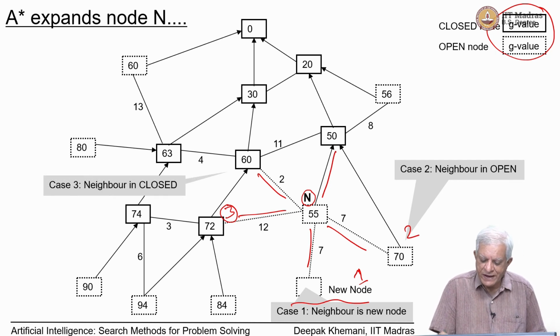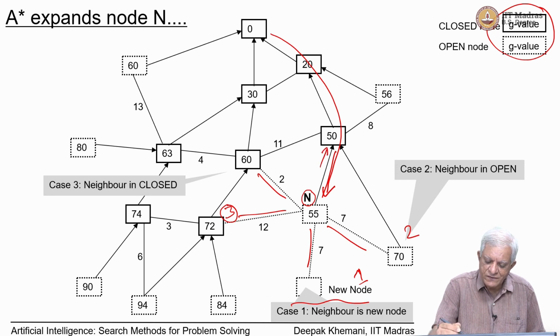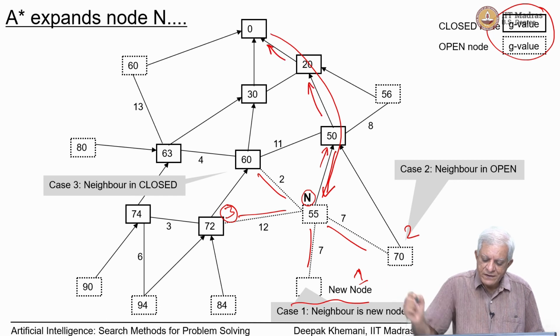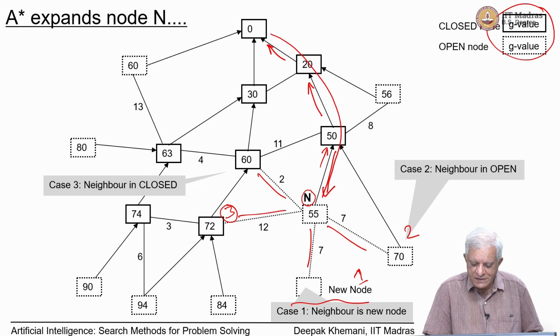What is the path to n that it has found? The path to n it has found is this one, because that is where the back pointers show that the parent of n is this node with g value 50, then it is this one and then this. But to other nodes it may have found better paths.